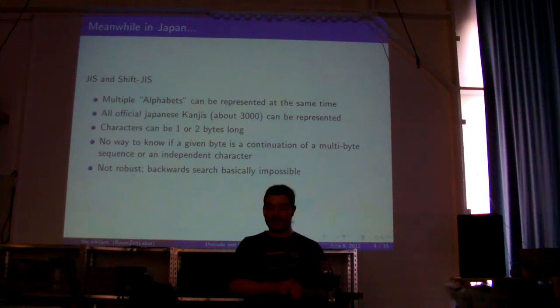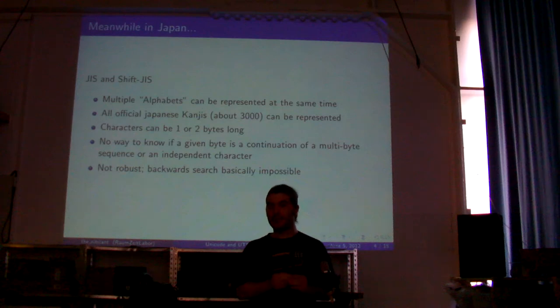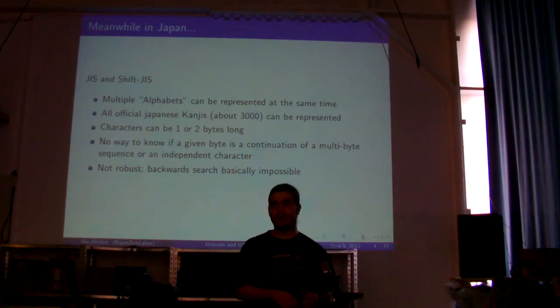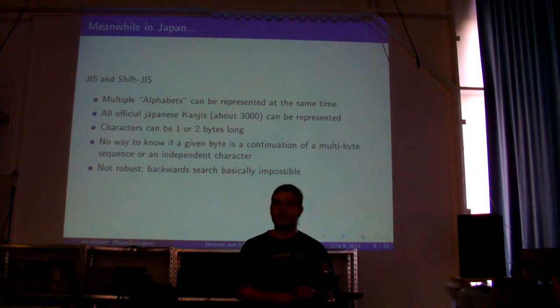The funny thing is that there was no way to know if a given byte was a continuation of a longer character or the start of a new character. So in case of errors, or if you needed to search backwards, you were screwed, basically. Also, it only represented a subset of all the alphabets used in the world anyway.